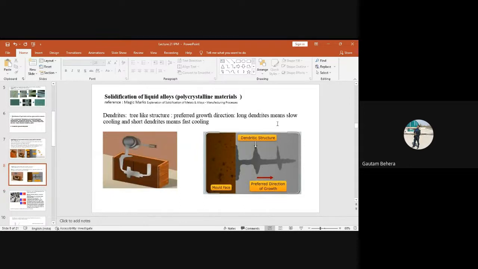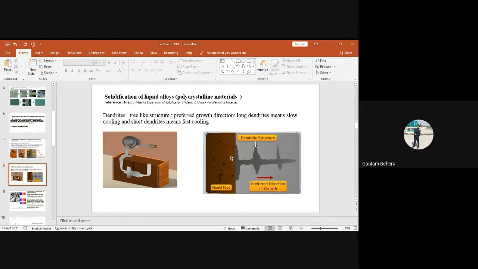Now this is an image showing you a dendrite. I will discuss that again. Just wait. So again, this is a mold wall. You can see this is the wall of the mold, but a dendrite is forming. A dendrite is nothing but a tree-like structure. The main structure of the tree is vertical, that is the trunk. From that trunk, many branches come out, and from each branch, new small branches come out, right? That is a tree structure.